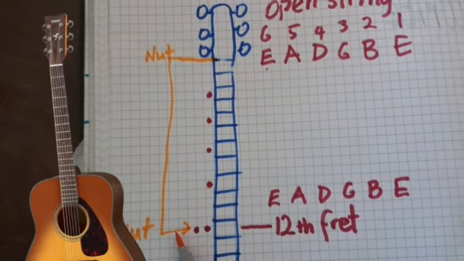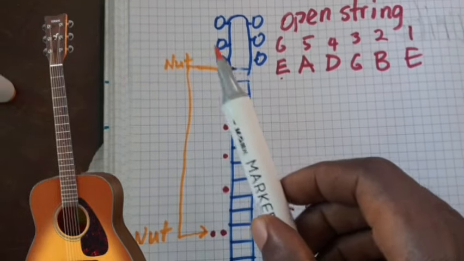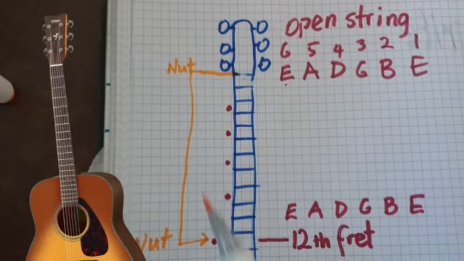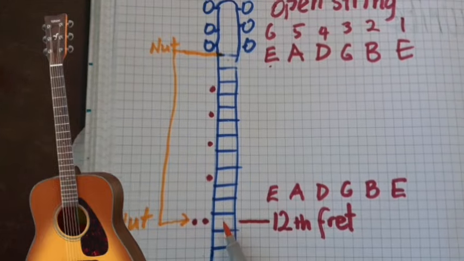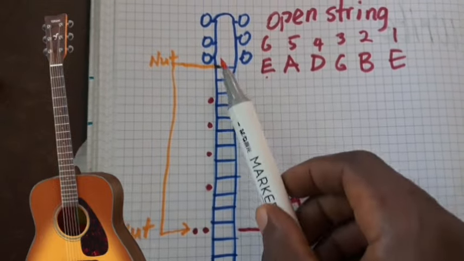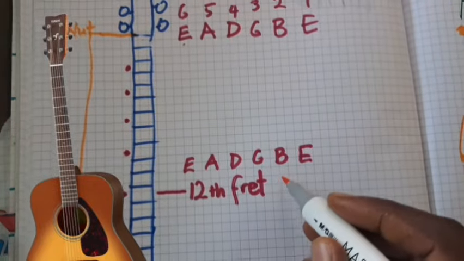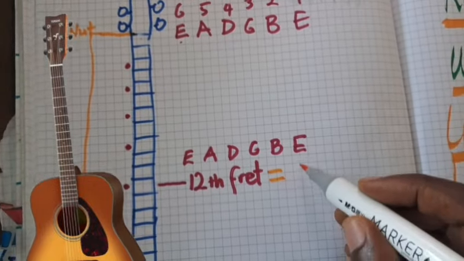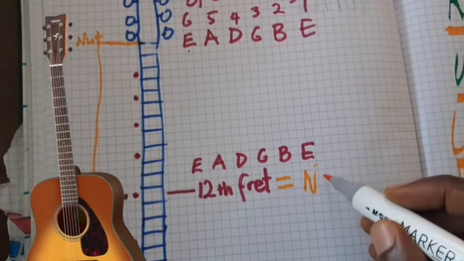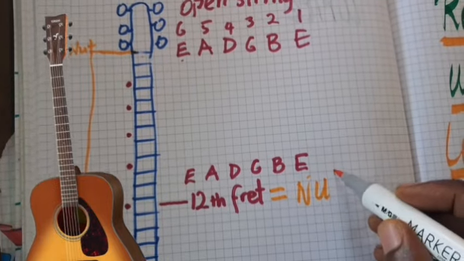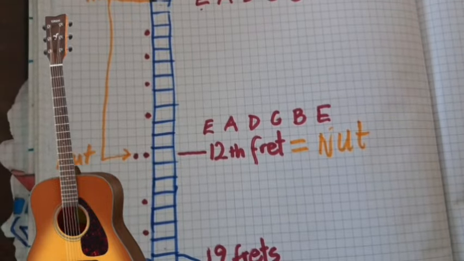So this knot is like a fret, and this knot is like the 12th fret, and this 12th fret is like this knot. So we can as well say the 12th knot is equal to the 12th fret, is equal to the knot.